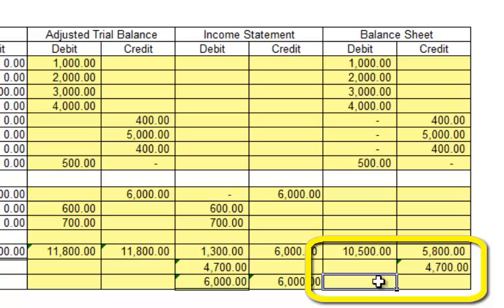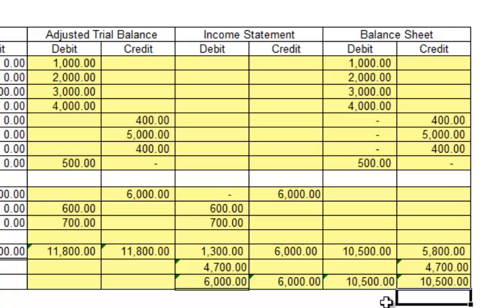I'm going to add the 10,500 and I'm going to add the 5,800 plus the 4,700. See if that is also 10,500. Yes, my balance sheet is in balance, my income statement is in balance, and the net income of 4,700 is a debit in the income statement and a credit in the balance sheet. You can now continue to your financial statements.